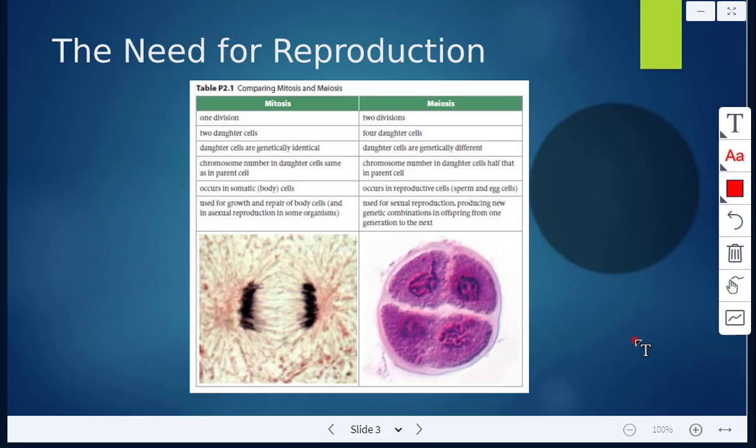But mitosis is used for growth and repair of body cells. So, for example, it's also compared to asexual reproduction in some organisms. And then meiosis is used for sexual reproduction. So basically producing new genetic combinations in offspring from one generation to the next. And that's the other reason why we see so much variety within species is because of meiosis.